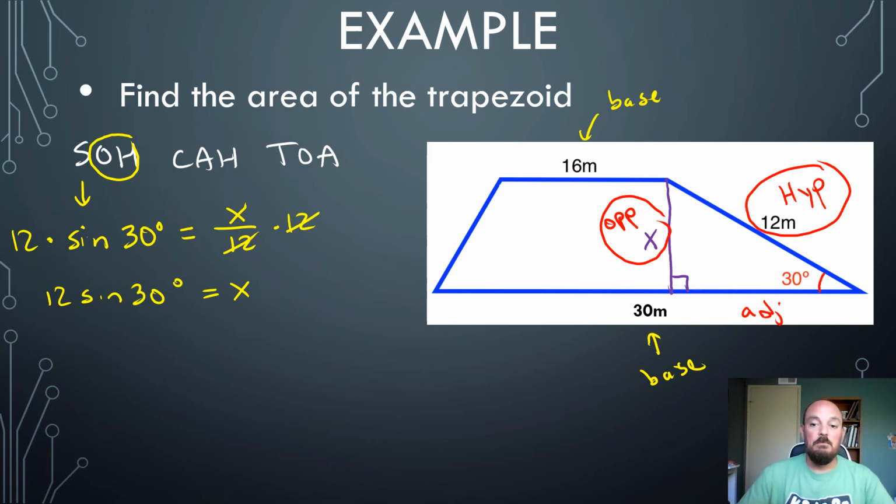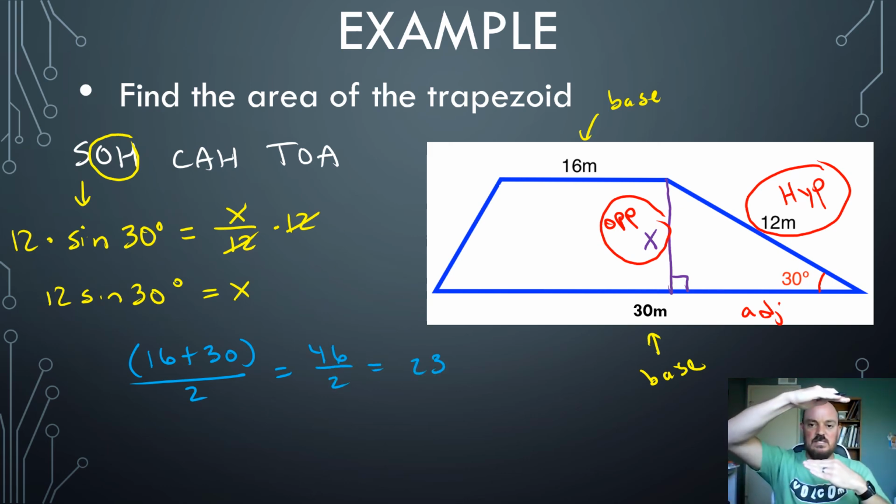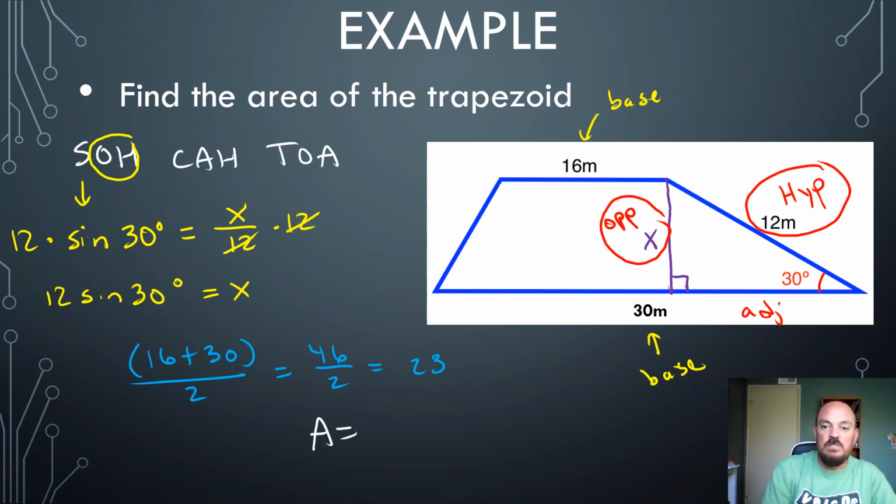So let's do what we call the mid-segment first. Let me add the two bases and divide them by 2. So I'm going to do 16 plus 30 and then divide by 2. I know in the formula it said 1/2 times. I like divide by 2 instead. Same thing. So 16 plus 30 is 46. And 46 divided by 2 is 23. So halfway in between 16 and 30 is 23. We're going to use that as our base. So now to find the area of this shape, all I have to do is take my kind of average base, which is 23, times the height, which is 12 sine 30.